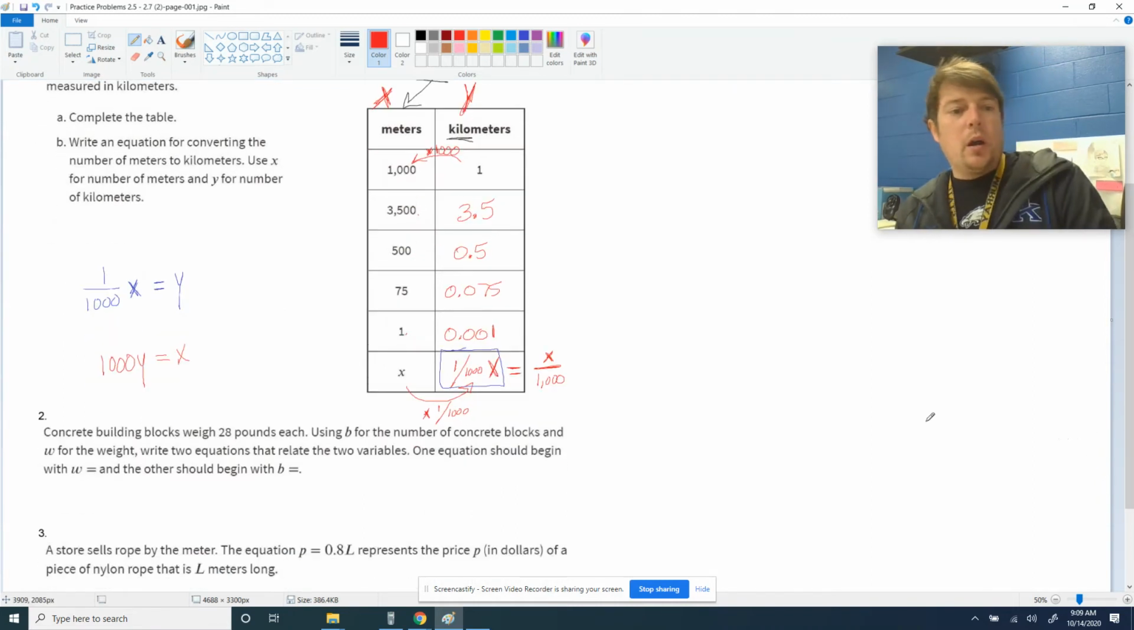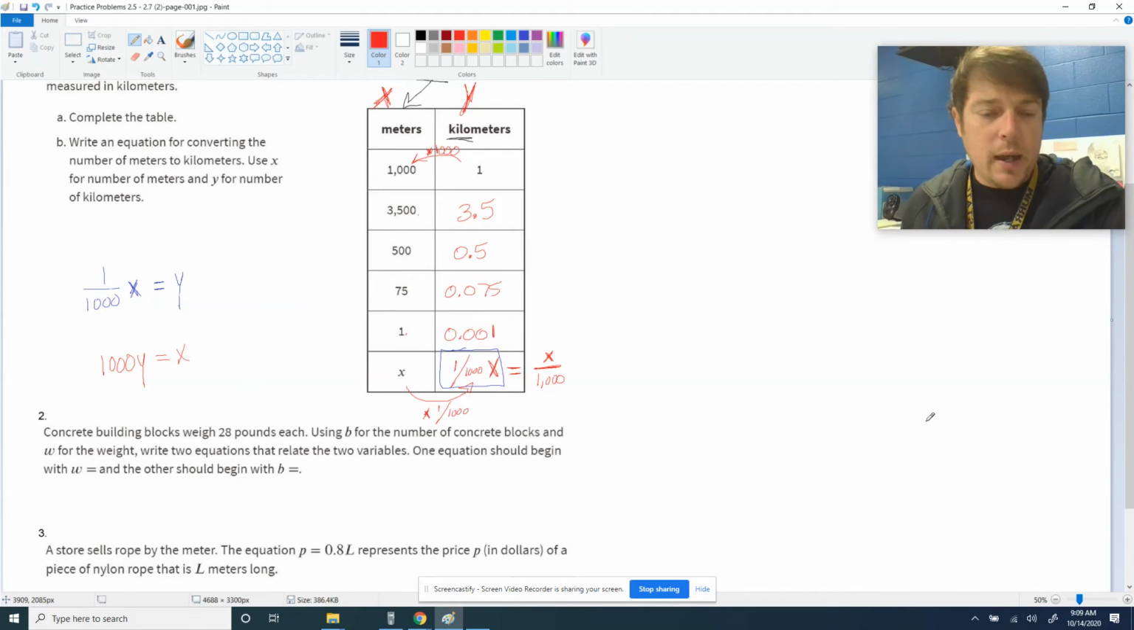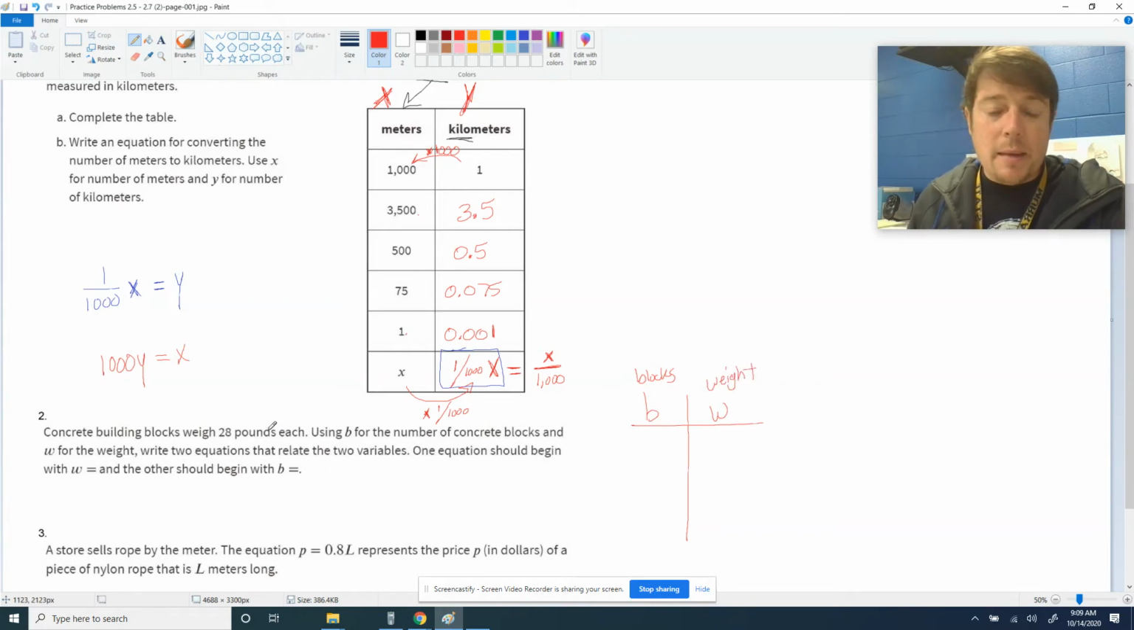Number 2, we have concrete building blocks, and they weigh 28 pounds each. Using B for the number of concrete blocks, all right, as soon as I see them defining variables, I'm setting up a table. B for blocks, and then it says W for the weight of the blocks. And it says they weigh 28 pounds each. So 28 would be a weight. Each would mean singular. We need to write 2 equations that relate these 2 variables. One should begin with W equals, and the other should begin with B equals. Okay, well, let's go ahead and do that. W equals and B equals.